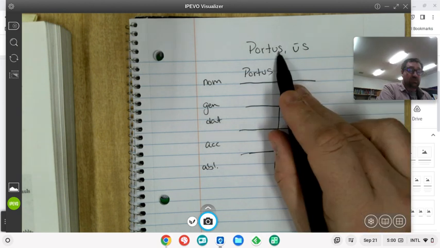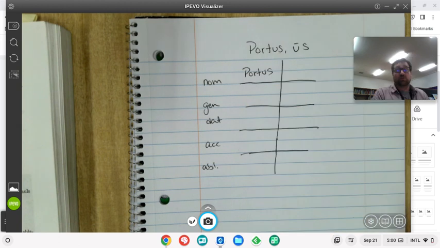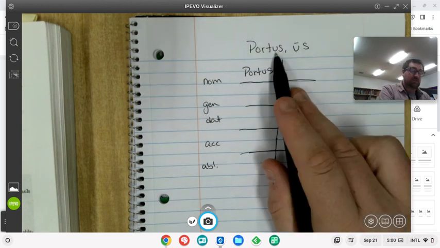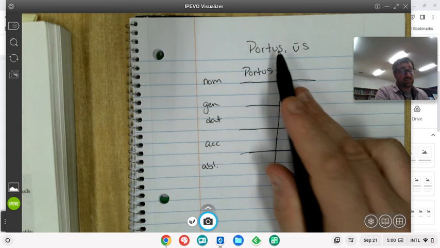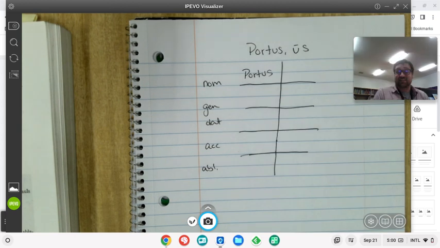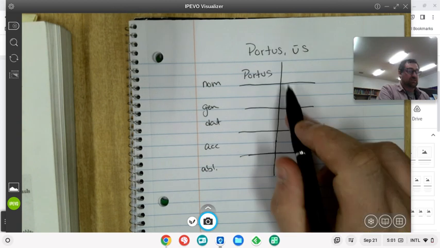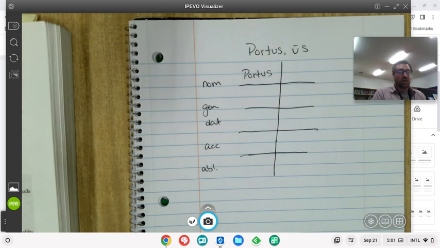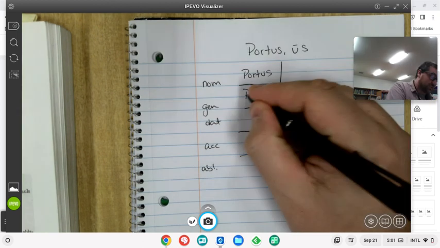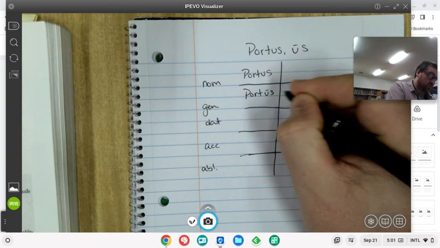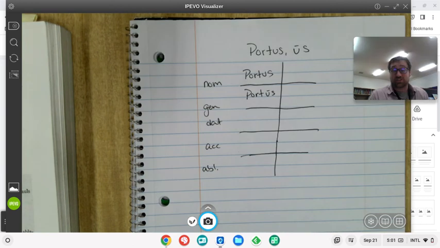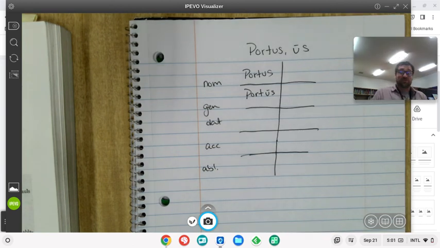It's not the nominative that tells us what declension things belong to. Just because we see something with us in the nominative does not mean it's a second declension masculine. The dictionary form is portus, portus, and this us in the genitive singular is what tells us that this word belongs to the fourth declension. This is the U declension.